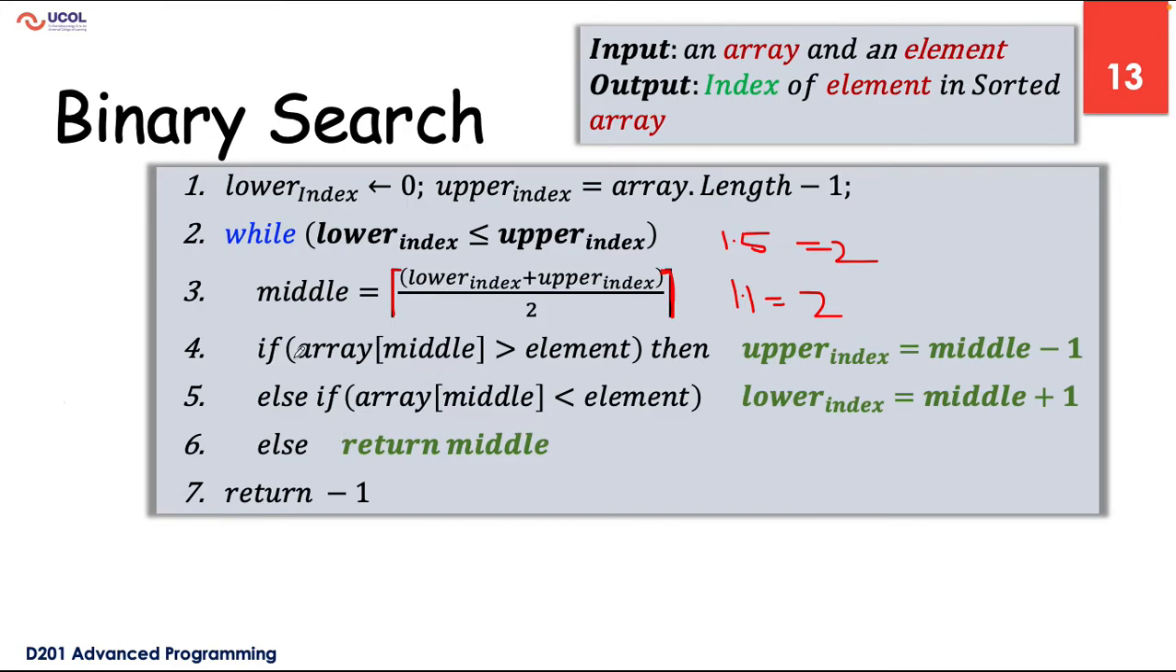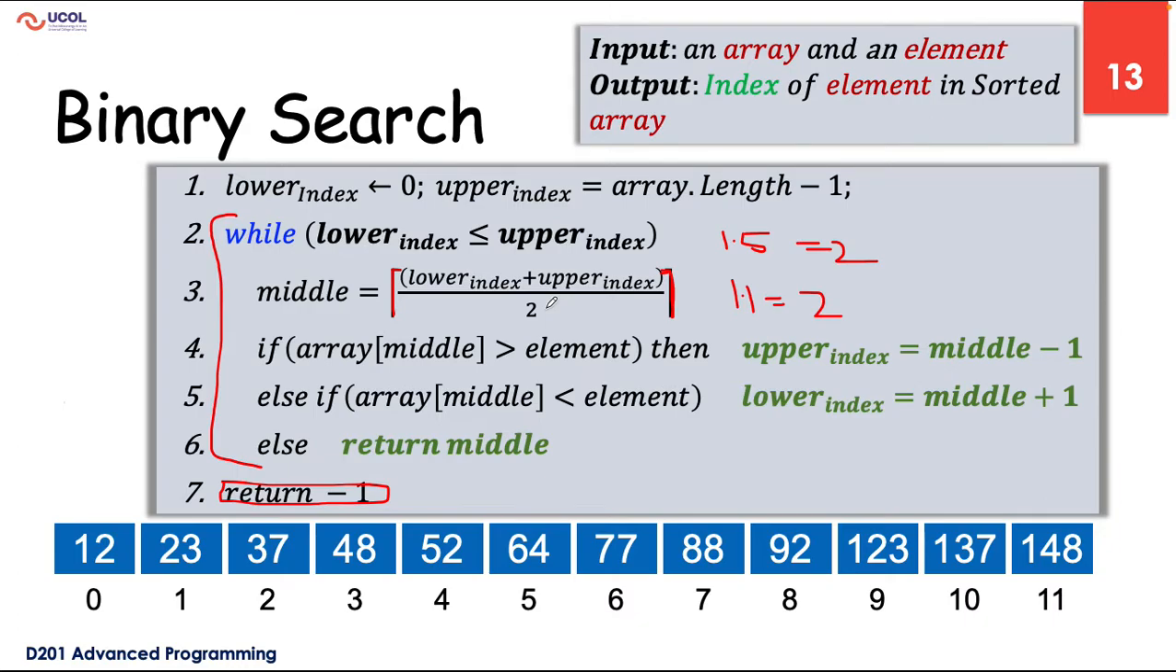And then we compare: if the middle element is greater than the element, then the upper index is equal to middle minus 1, and if the middle element is less than the element, then the lower index will become middle plus 1. If that is not the case, it means that the middle element is equal to the element, so we return the middle; otherwise we return minus 1. If we come out of this loop and return from here, it means that we are unable to find that element in the list.